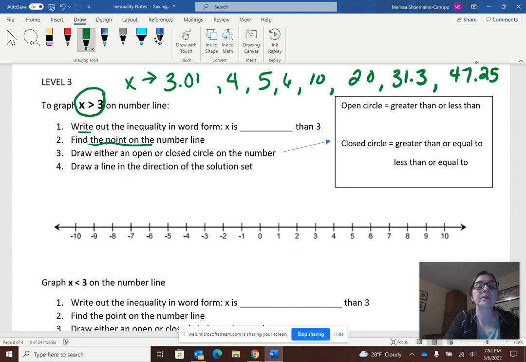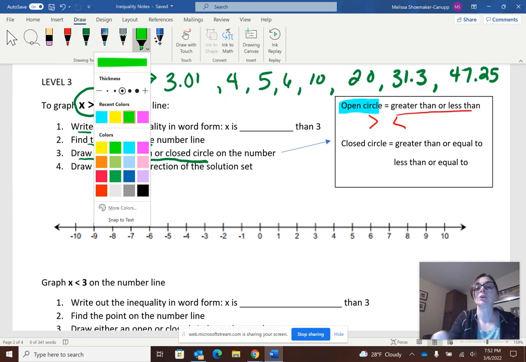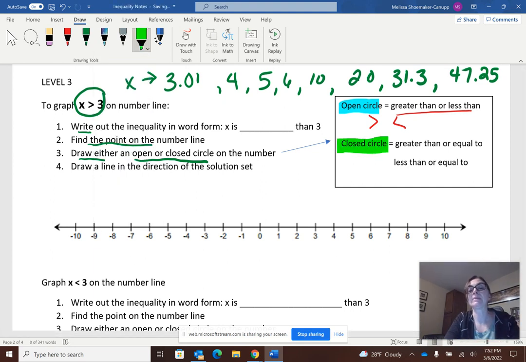We're going to find the point on the number line. We're going to think about, is it an open or a closed circle? And you're going, well, what does that mean, Mrs. Canupp, open or closed circle? Well, if it's an open circle on the number line, that means it's either greater than or less than. It does not include the number. So when we have an open circle, you're going to have greater than or less than. Now, if it's a closed circle, that means it's included in the answer. So that could be greater than or equal to, less than or equal to.